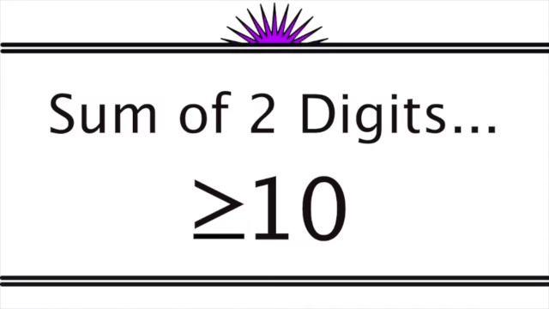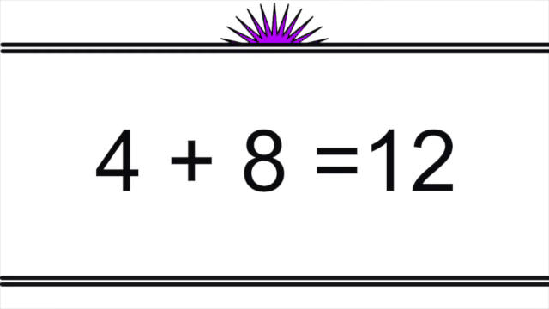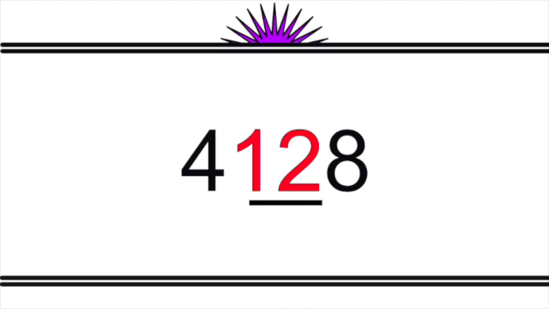Okay, now let's look at the process when the two digits add up to 10 or more. So 48 times 11, for example. We start out the same. 4 plus 8 equals 12. But we can't just put the 12 in between the 4 and the 8. If we did, we would end up with 4,128, which is way too high.